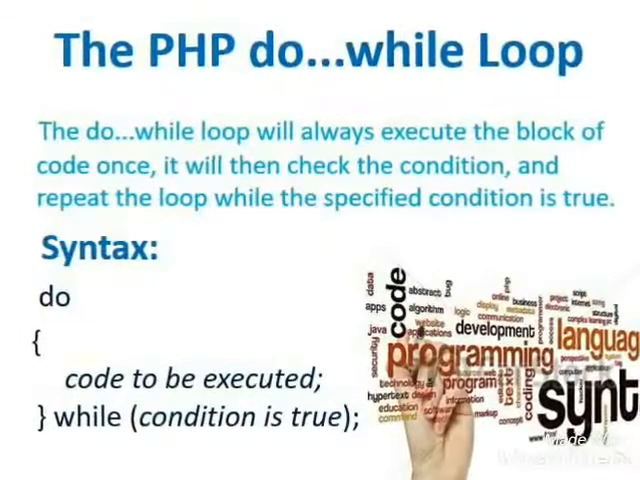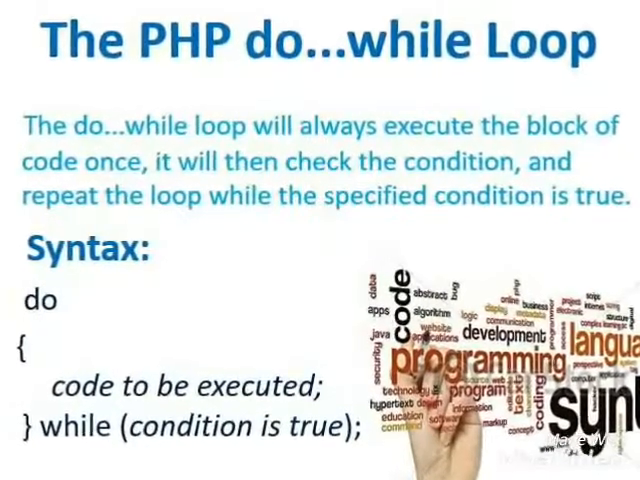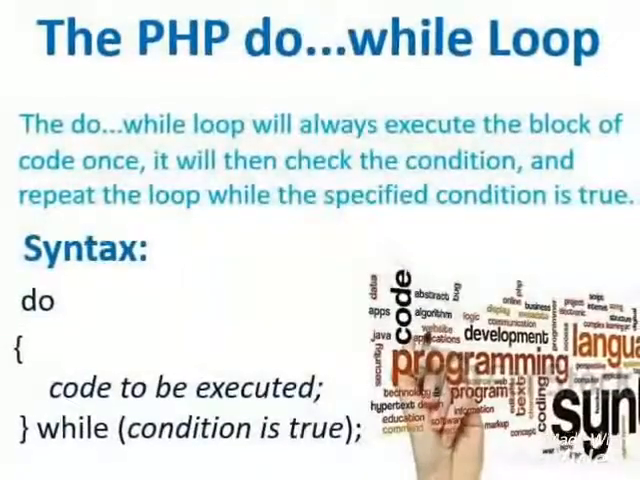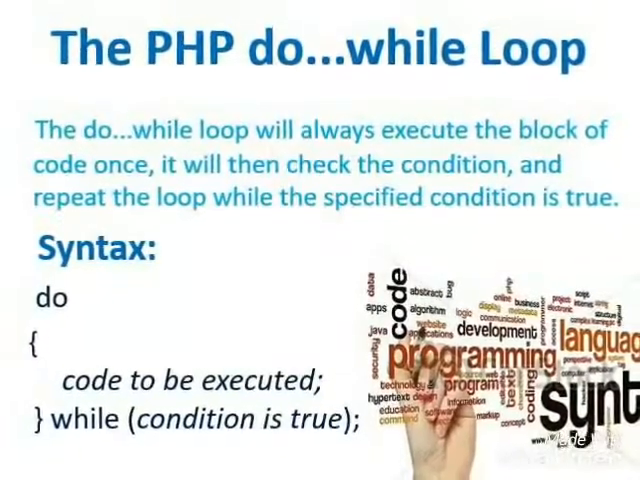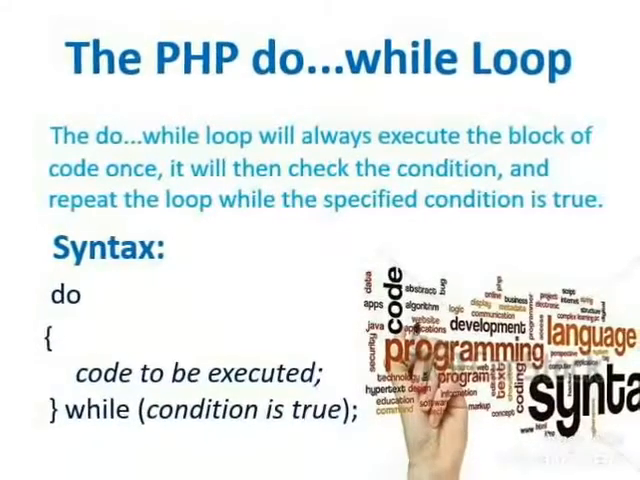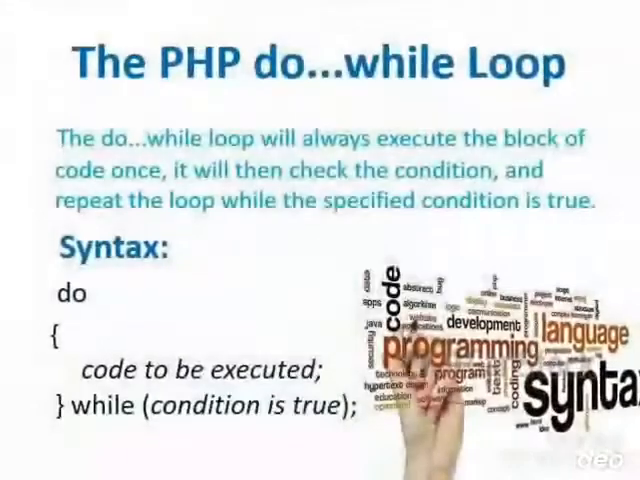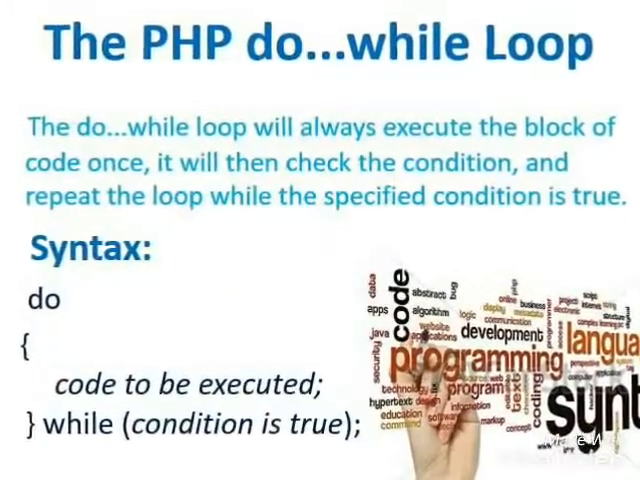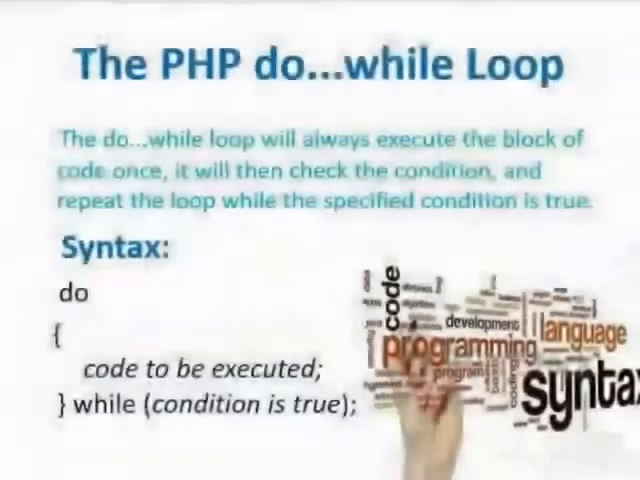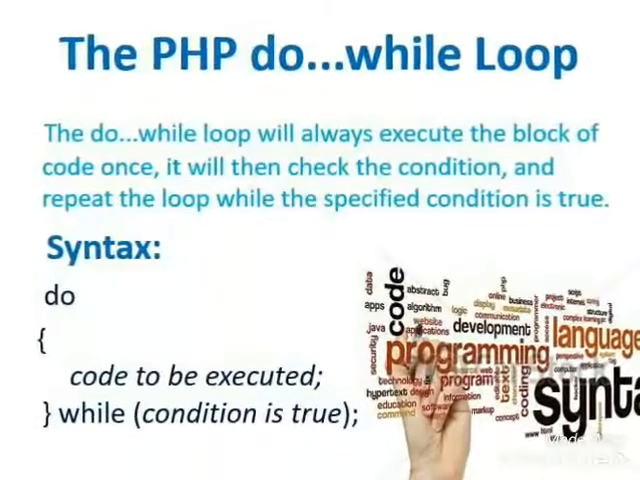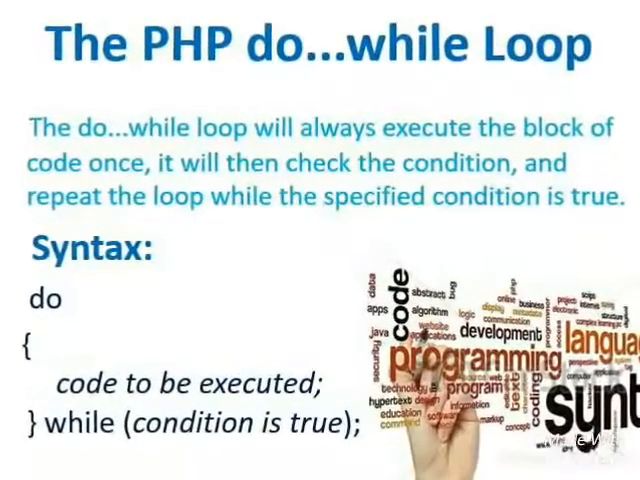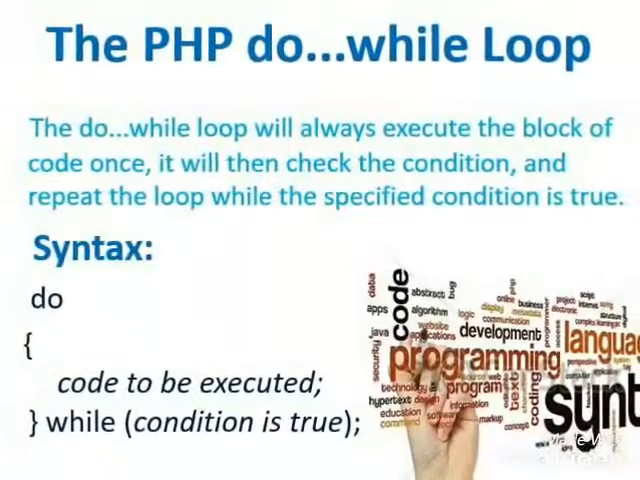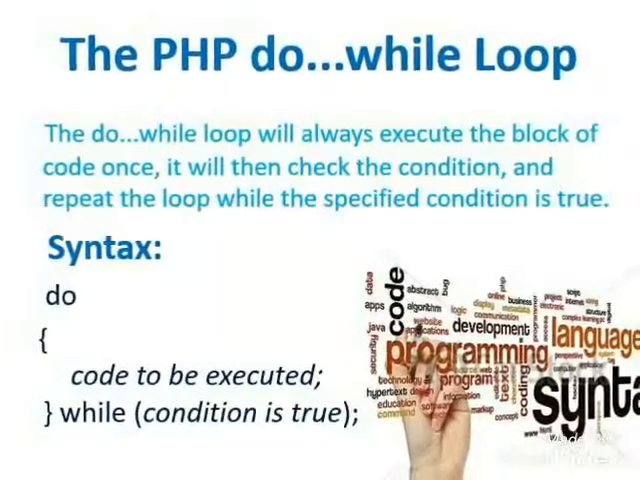Then we discuss the do while loop. The do while loop will always execute the block of code once. It will then check the condition and repeat the loop while the specified condition is true. This is the syntax: do { code to be executed; } while (condition is true); The do while starts with the do keyword. In the do while loop, the condition comes after the loop body and the condition ends with a semicolon. This loop body is executed at least once even if the condition is false.